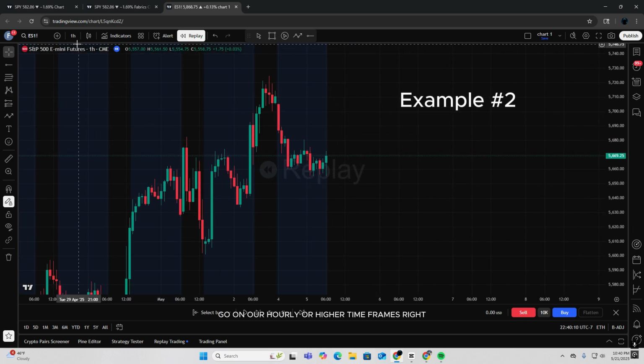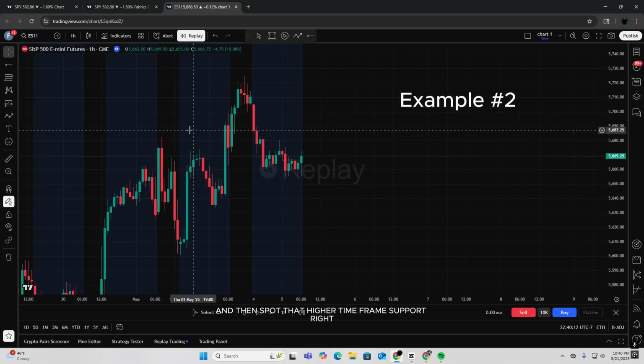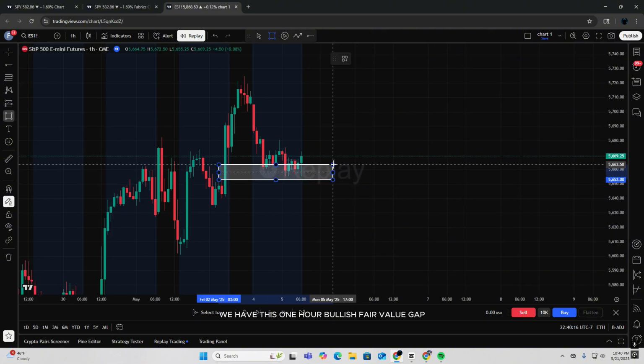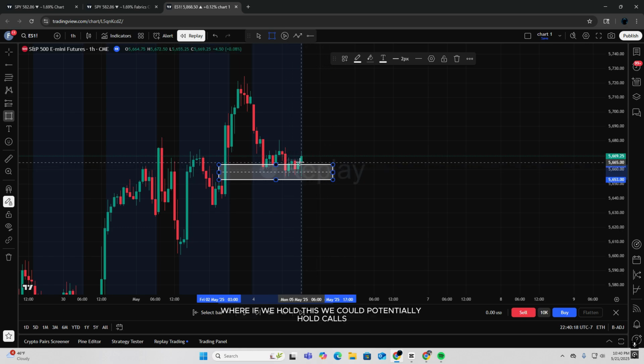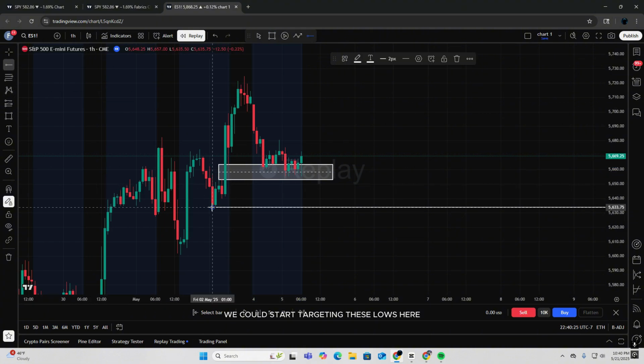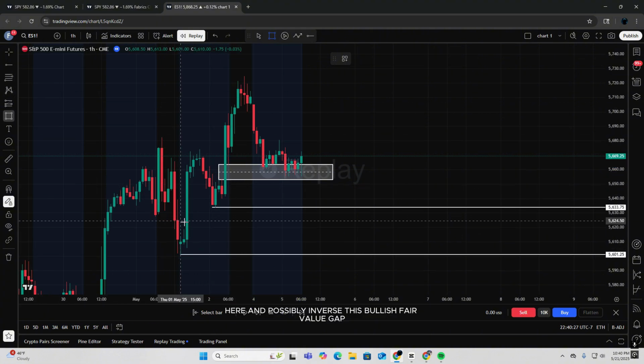So let's run this again, right? First things first, go on our hourly or our higher time frames, and then spot that higher time frame support. As of right now, we have this 1 hour bullish fair value gap where if we hold this, we could potentially hold calls and be bullish for the day. But if we inverse this, then yeah, we could start targeting these lows here, here, and possibly inverse this bullish fair value gap, right?